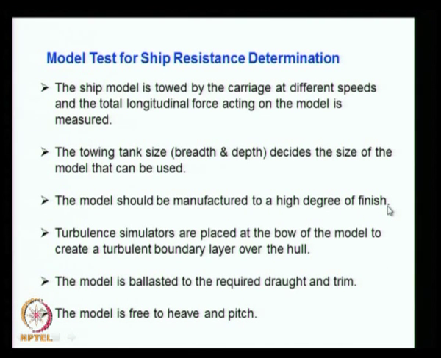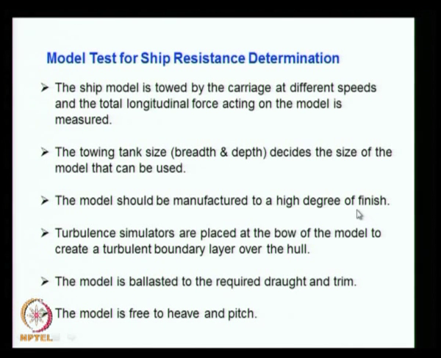We know that the three conditions which are to be satisfied in a ship model test are geometrical similarity, kinematical similarity and dynamical similarity. One of the first and foremost things is meeting the geometrical similarity. So it should be geometrically the same. That is why it says that the model should be manufactured to a high degree of finish; even a slight variation in the form of the model matters a lot in the prediction of the resistance test.